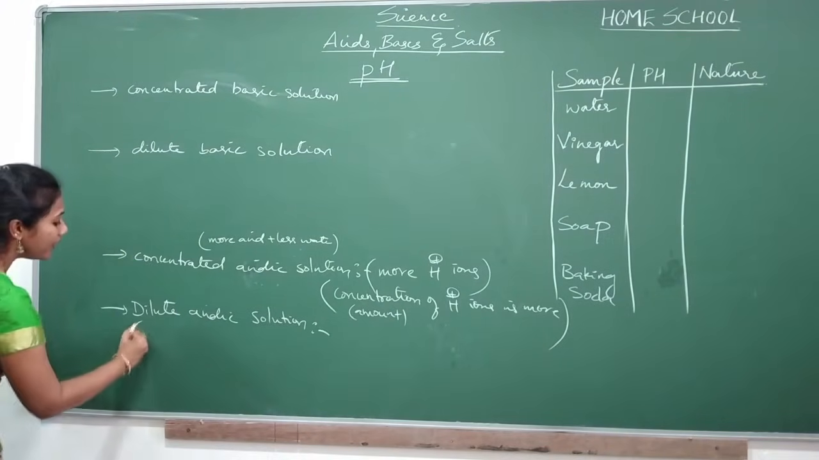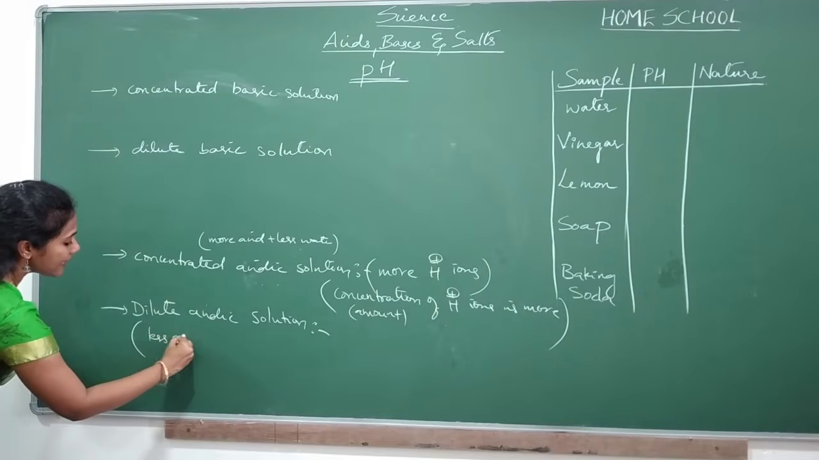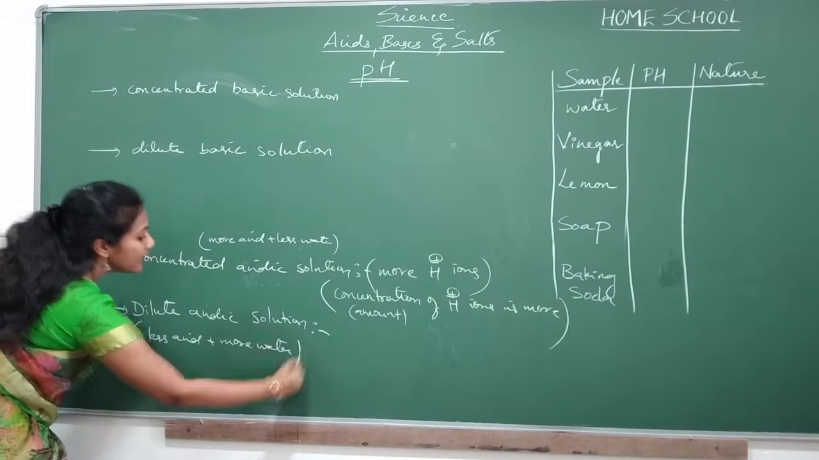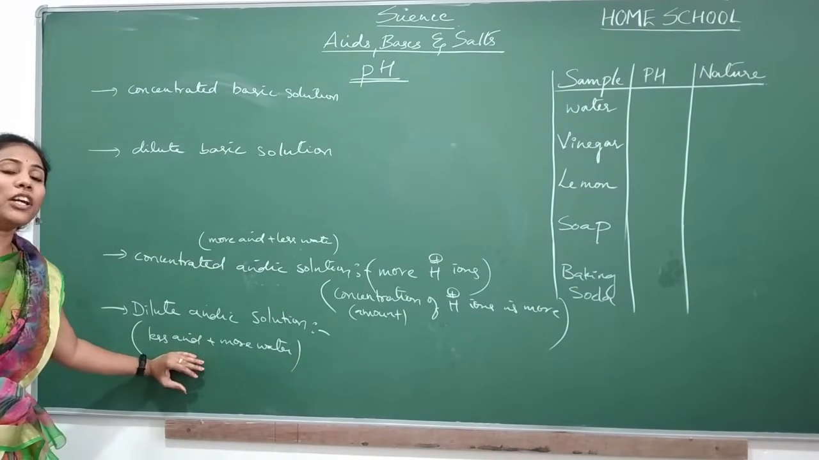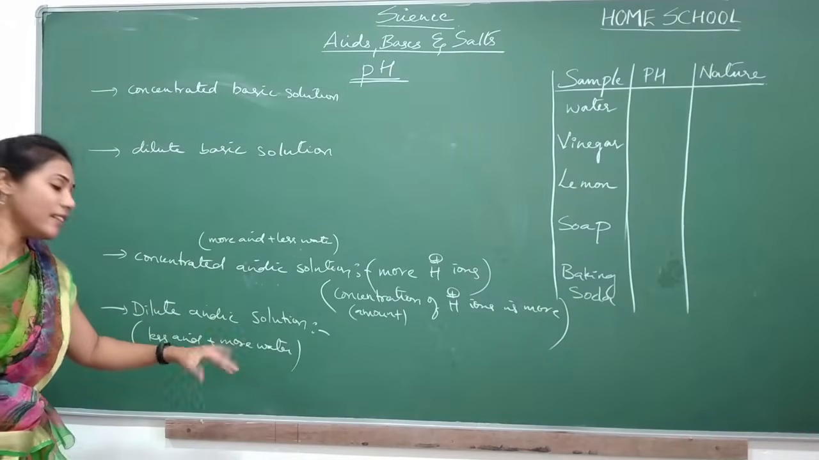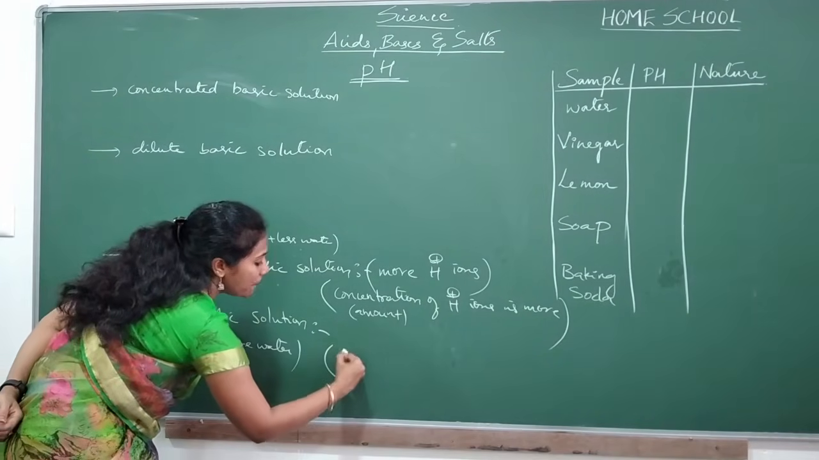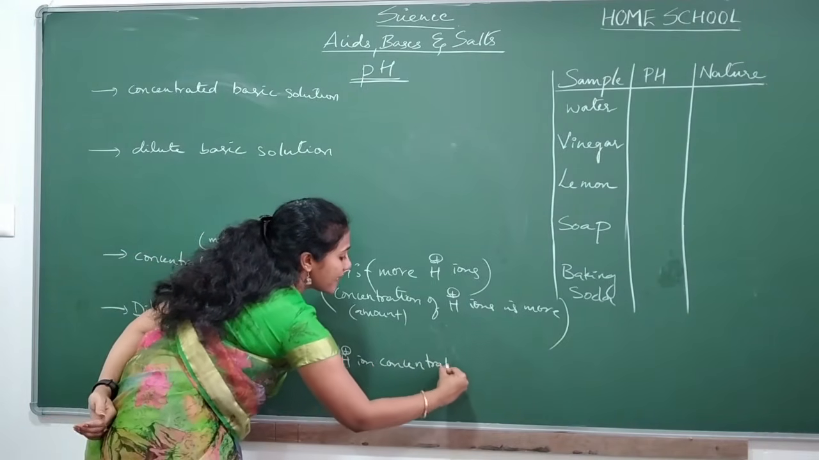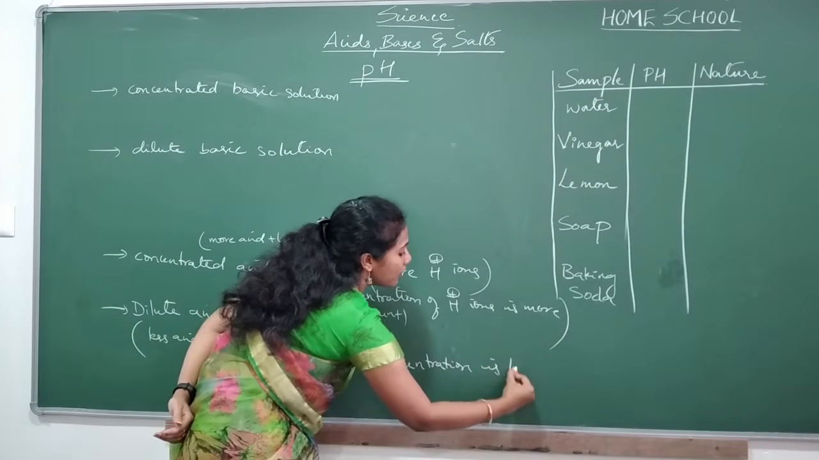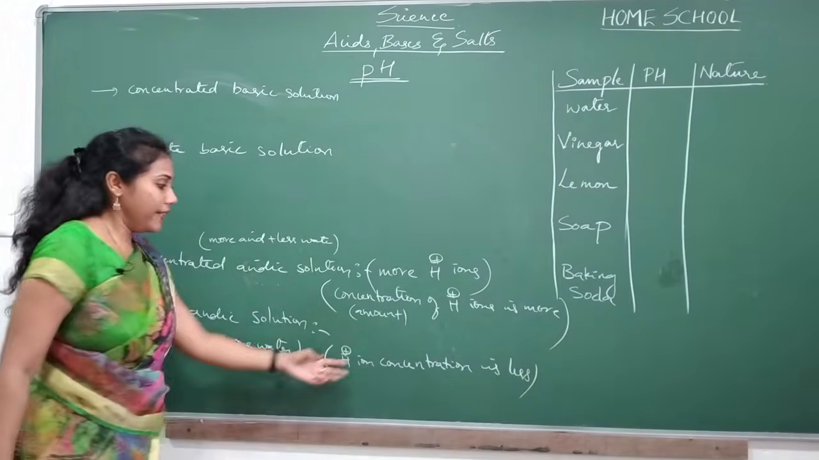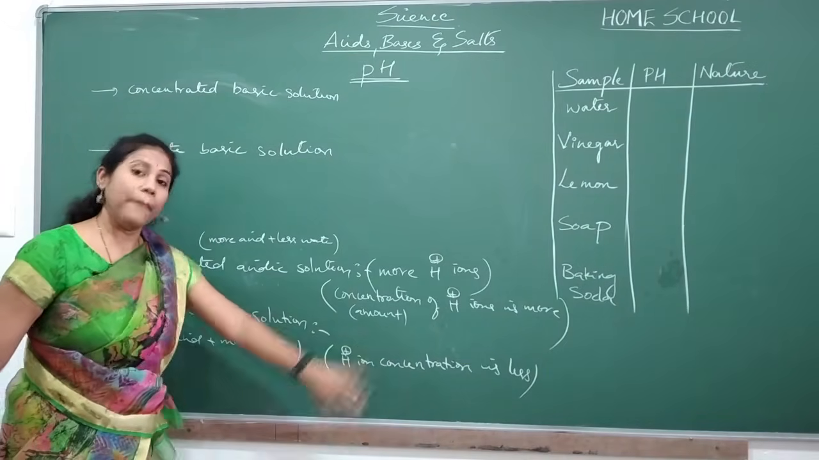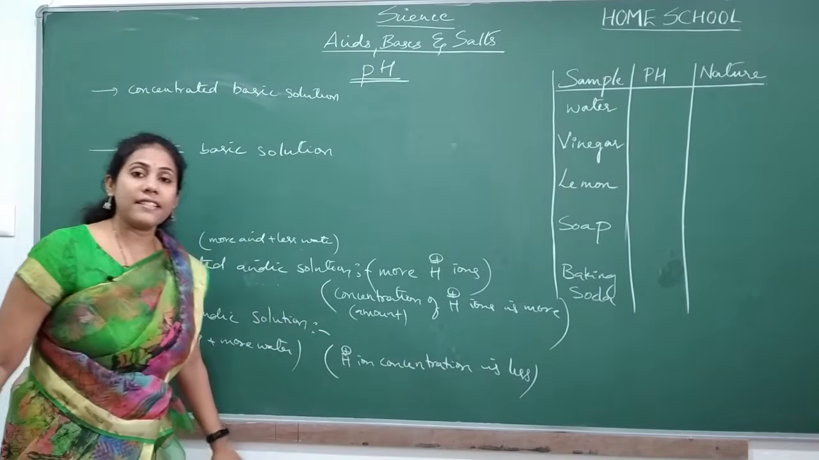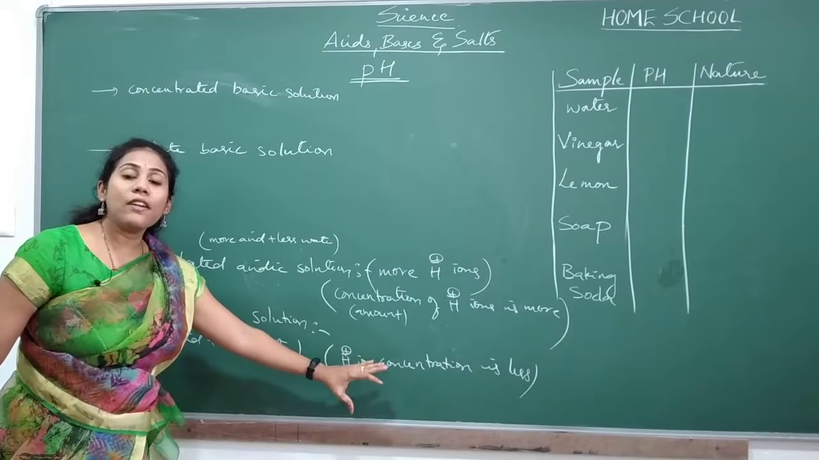And what about the concentration of H plus ion in dilute acidic solution? Dilute in the sense what? Less acid is there, more water is there. Then will the H plus ion concentration become more or less? Definitely here the H plus ion concentration is less. Concentration in the sense what? Number or amount. The amount of H plus ions is less. That is the meaning of this sentence.